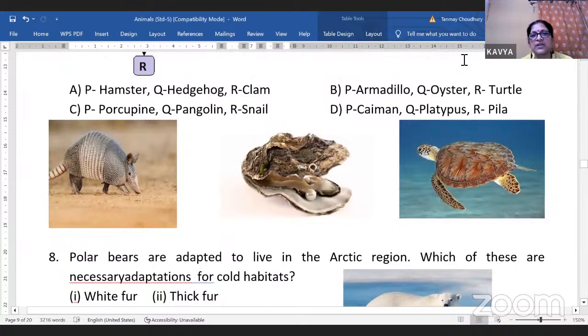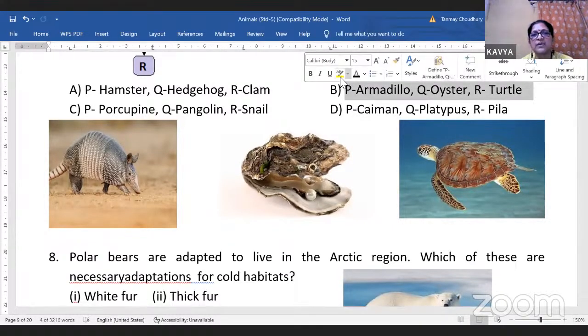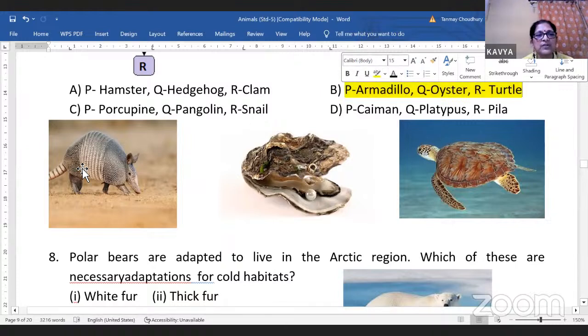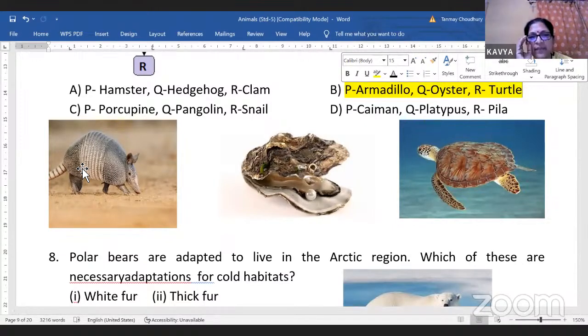The answer to this is this one. But what are these animals? Armadillo. Now, this is armadillo. It has got a very, very hard spiny covering here. Okay. And it belongs to the rodent family. This is an oyster. Okay.